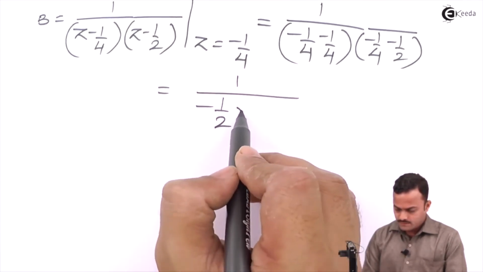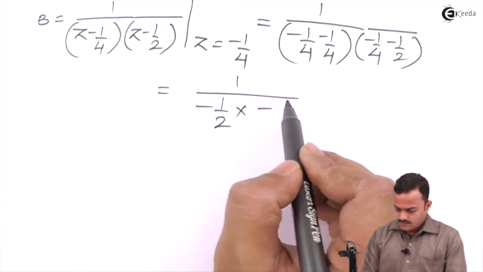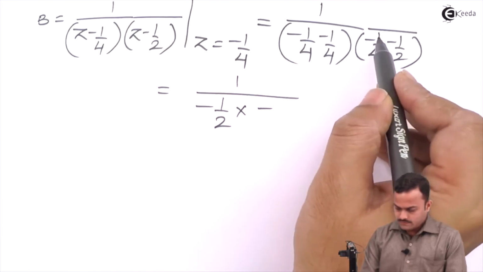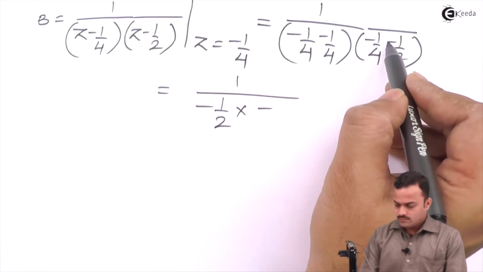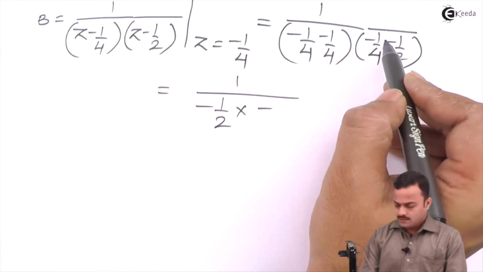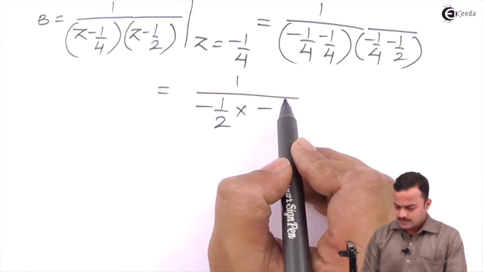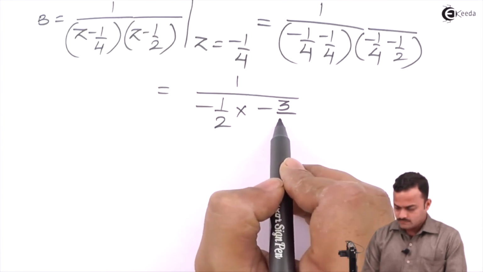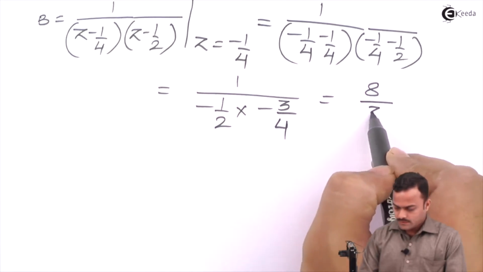Minus half multiplied by, if we solve this, it will be minus 2 minus 4, that will be minus 6 by 8, so it's a minus 3 by 4. So in the end this will be 8 by 3.